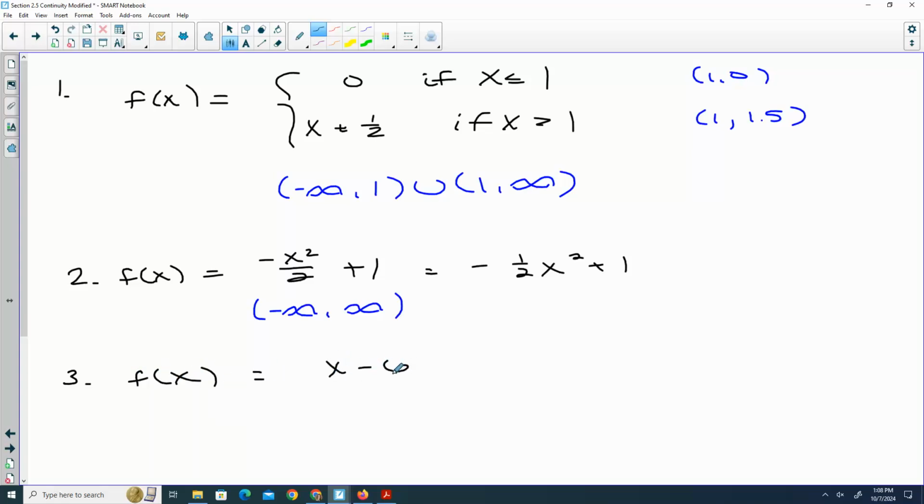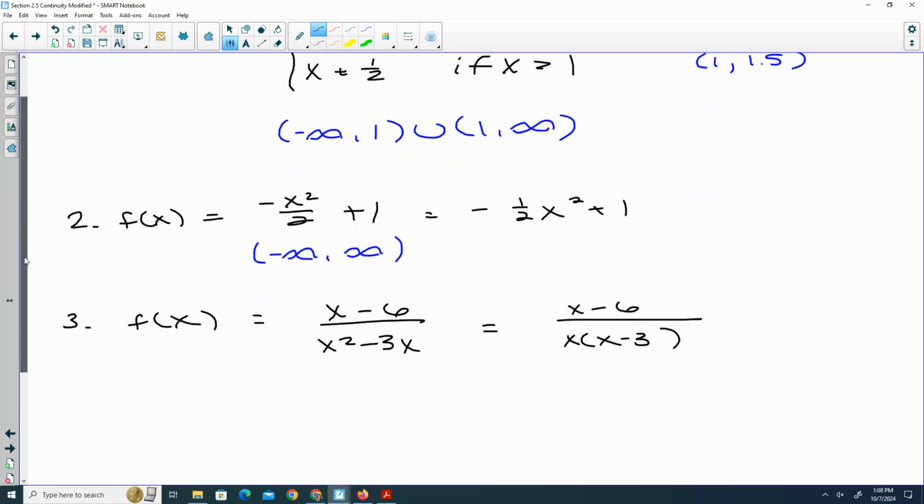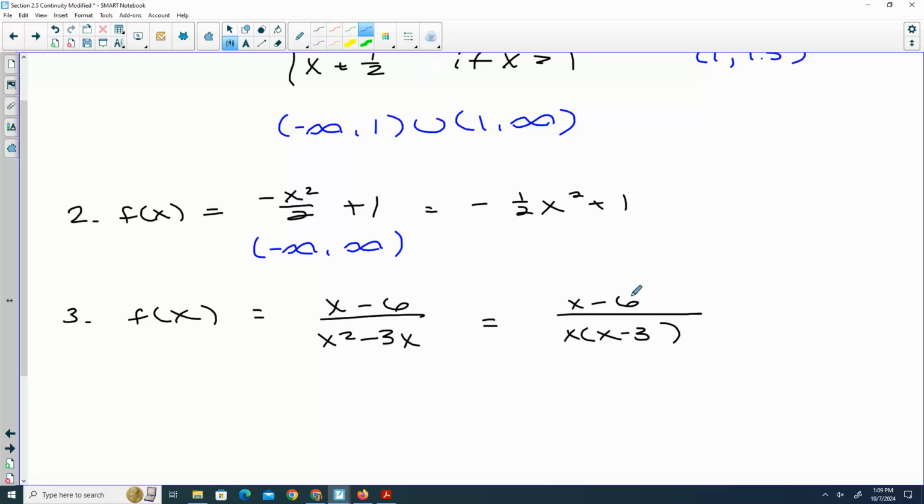Okay, number 3. Where do we need to be worried? At 0 and 3. Okay, so 0, if we factor the bottom, we could take out an x. Anything that makes the bottom 0 is going to be what? Asymptote. So I know that x can't be 0 or 3. So it's continuous everywhere else.